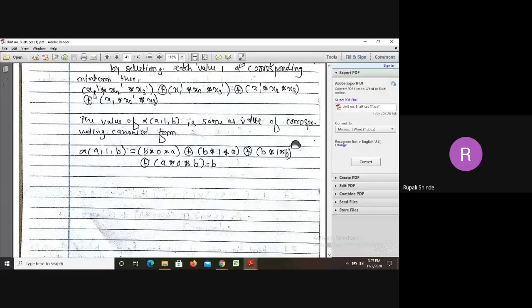So x1 complement. The value of x1 is A, so the complement of A is B here. Again x2 complement. The value of x2 is 1, so the complement of 1 is 0. And the last one, x3 complement. The value of x3 is B and the complement of B is A. So the first bracket becomes B star 0 star A. So have you understood how we have calculated this first bracket?